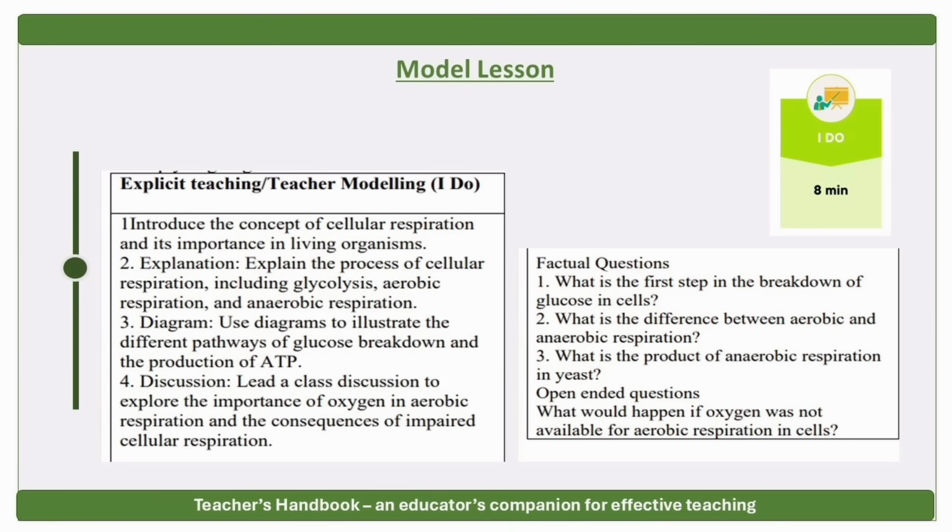and its importance in living organisms, and the teacher has to explain the process of cellular respiration, including glycolysis, aerobic respiration and anaerobic respiration. The teacher can use diagrams or illustrations to explain how the glucose is being broken down and the production of ATP. And here the teacher can also lead a class discussion on this topic and the importance of oxygen in aerobic respiration and the consequences of impaired cellular respiration.